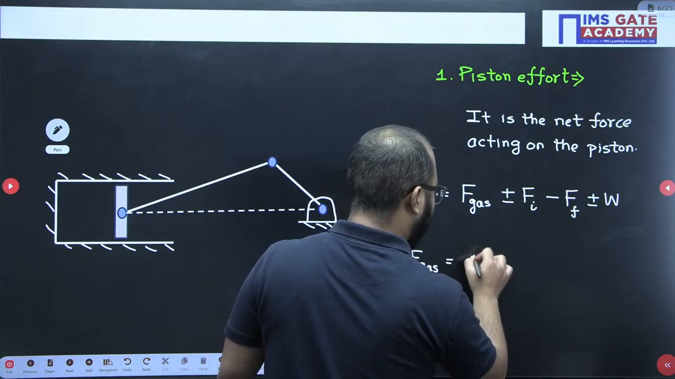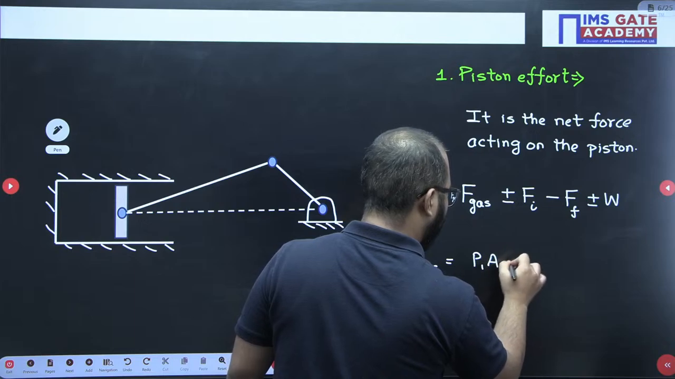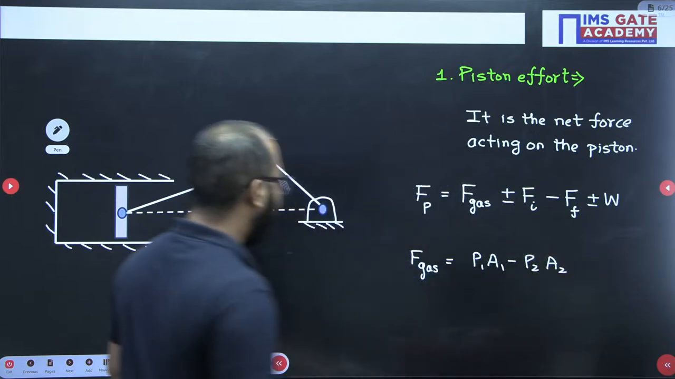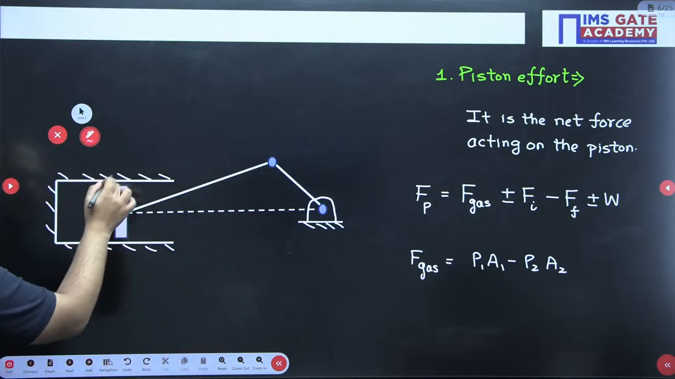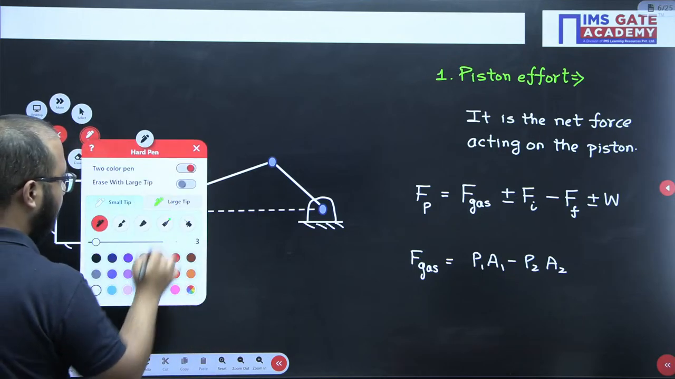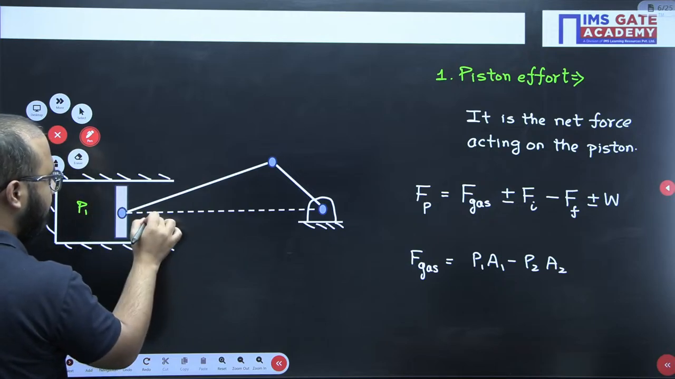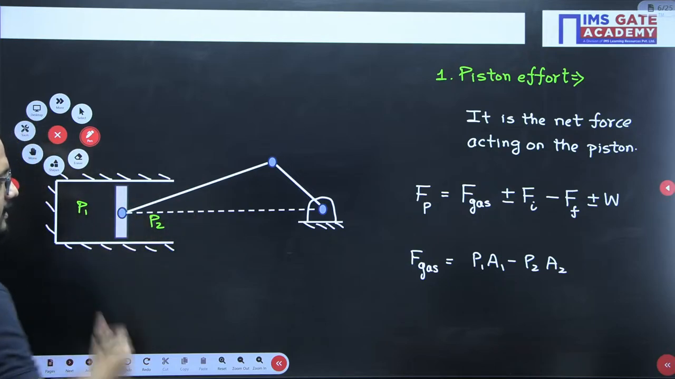So, there will be pressure P1A1 minus P2A2. Now, what is P1 and what is P2? Try to understand. P1 is the pressure here and P2 is the pressure outside this slider part.